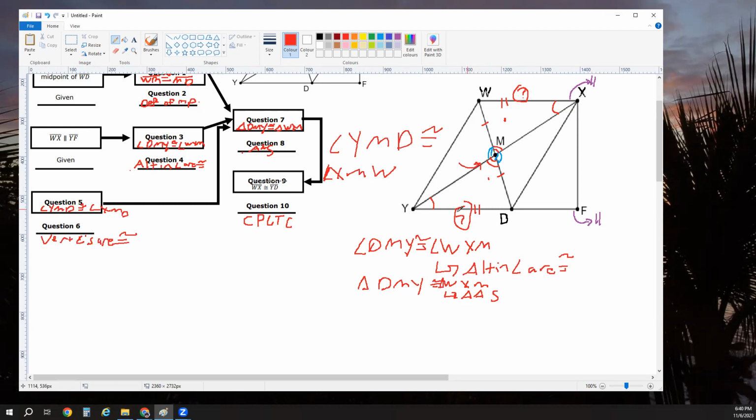And then because these were all congruent, I can say that everything in those triangles, including the things I was trying to prove were congruent, WX and YD, were congruent, because corresponding parts of congruent triangles are congruent. So that is how I solved this whole thing.